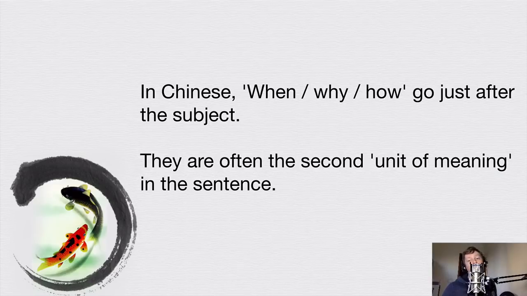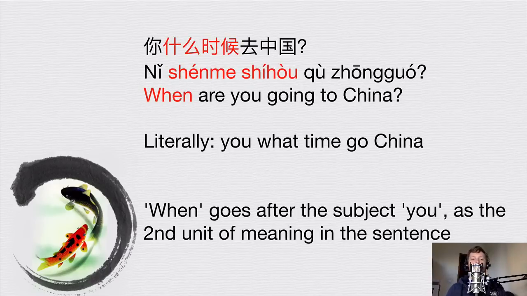When, why, or how in Chinese go just after the subject normally, and often they will be the second unit of meaning in the sentence. So what do I mean by this? Let me show you some examples. So here we have when. So this sentence is 你什么时候去中国? When are you going to China?